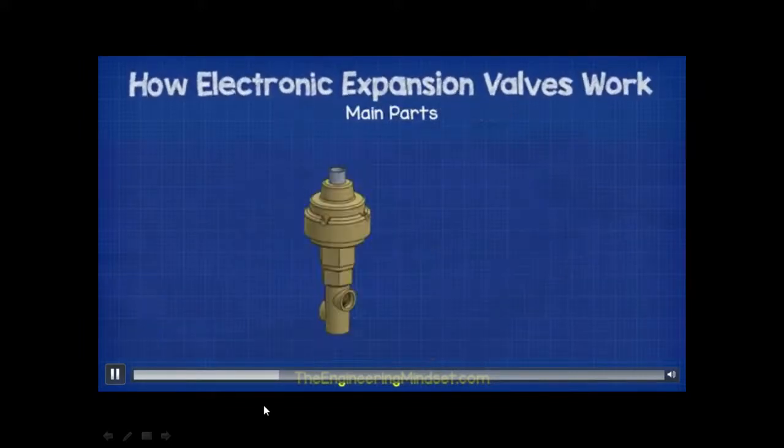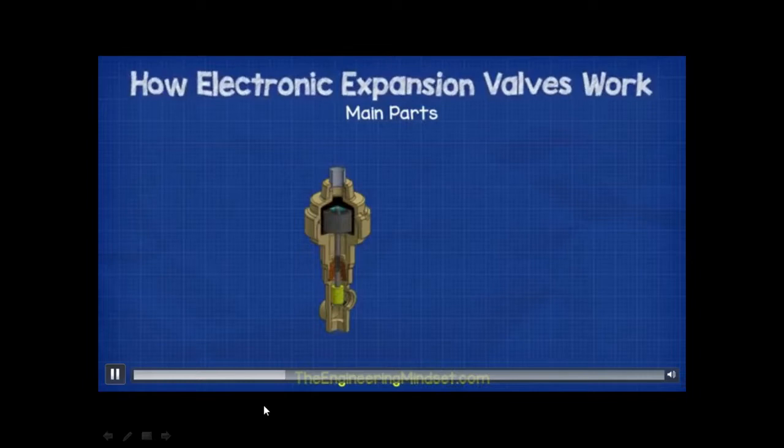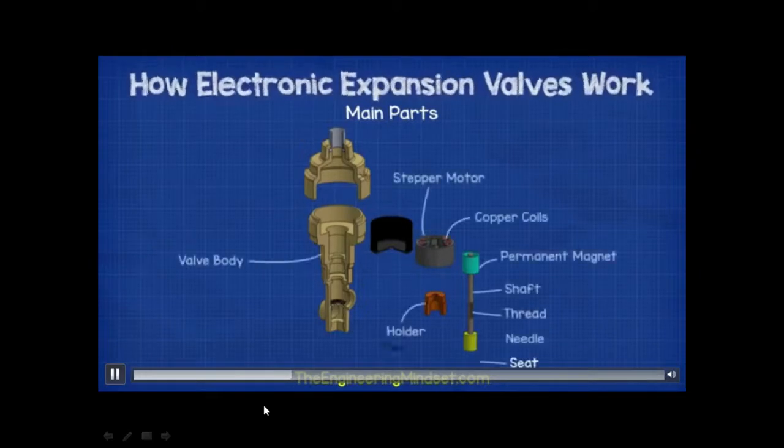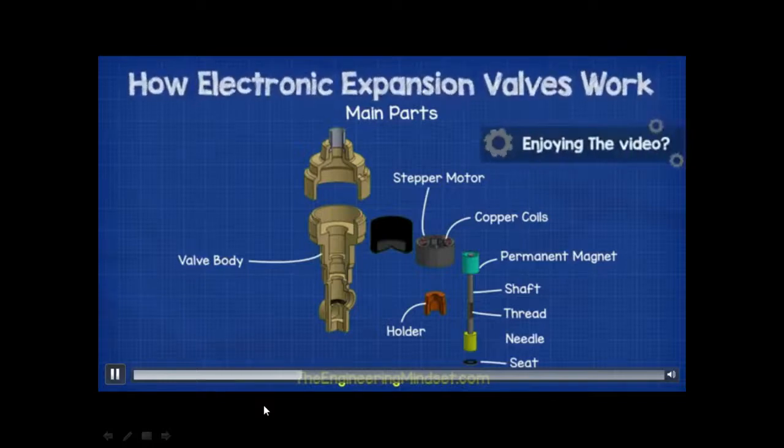Main parts of the electronic expansion valve. As we just saw, there are many different designs, but we're going to focus on a simplified design to help build your base knowledge. This design uses a permanent magnet stepper motor. At the head of the valve, we have the stepper motor body, which contains the copper coils. These are used to generate an electromagnetic field, which will be used to control the valve's position. Sitting concentrically within the main body of the stepper motor is a permanent magnet.